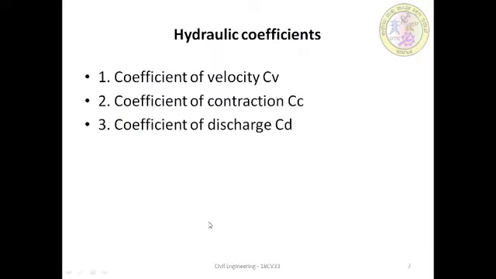Now the next part is the hydraulic coefficients. In this orifice topic, these three things are very important. The hydraulic coefficients: the coefficient because of the velocity, which we call the coefficient of velocity, CV; the coefficient of contraction, based on the area, which we call CC; and the coefficient of discharge, based on the discharge, which we call CD. Let us see what exactly the three constants CV, CC and CD deal with.